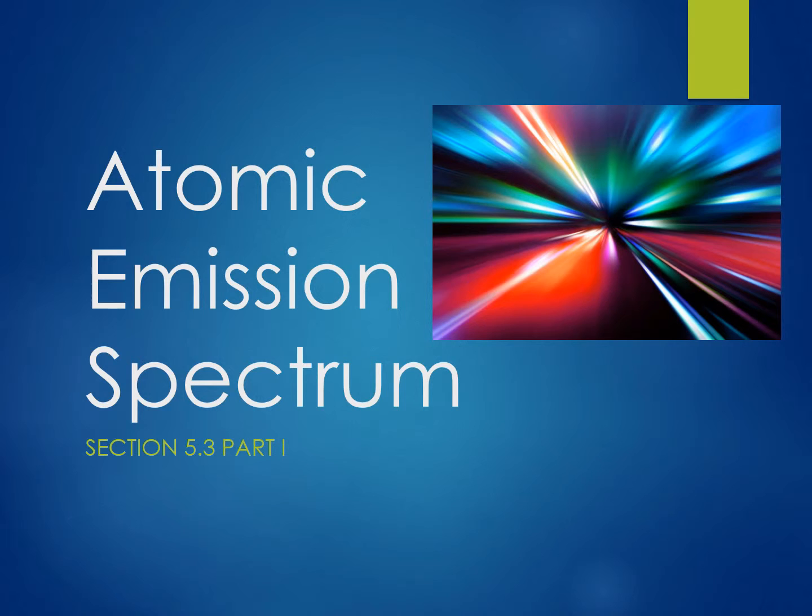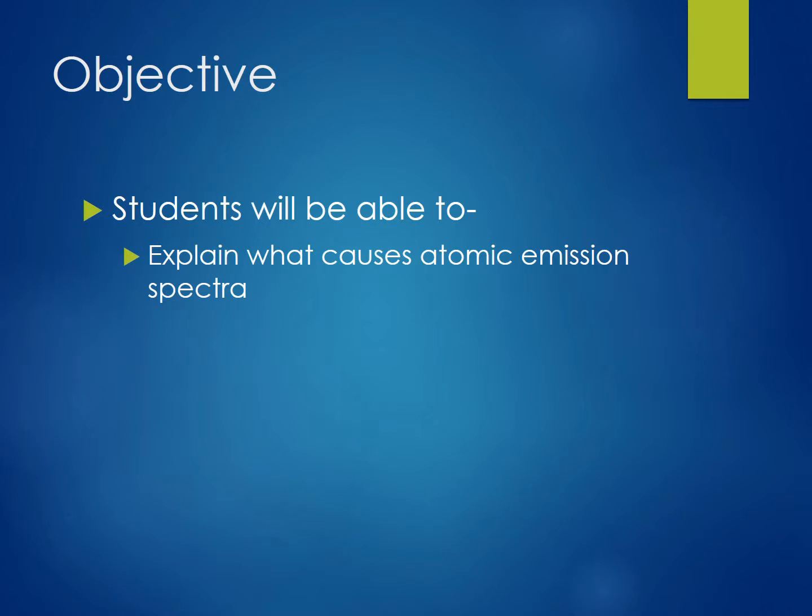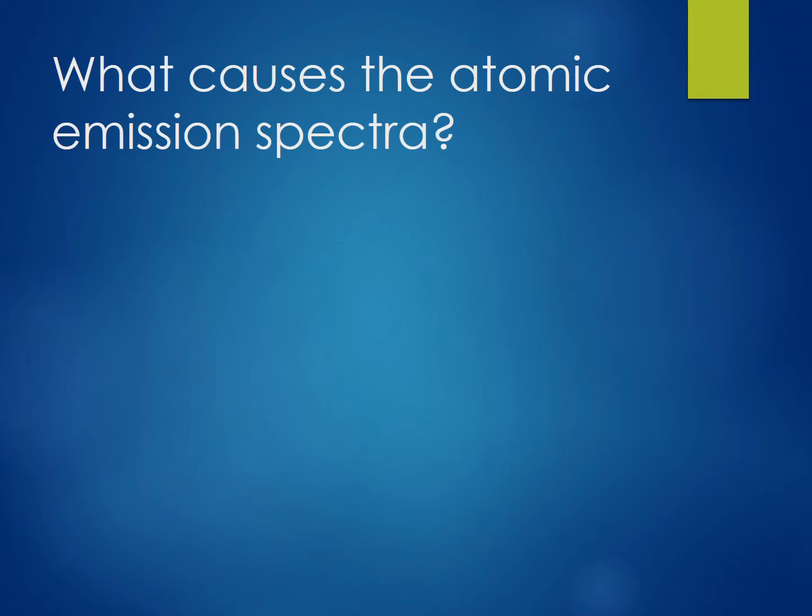Today we're going to talk about the atomic emission spectrum as part of chapter 5, section 3, part 1. We're going to be talking today about light and how light occurs. So your objective for today is to be able to explain what causes the atomic emission spectrum. So what actually causes the atomic emission spectrum?